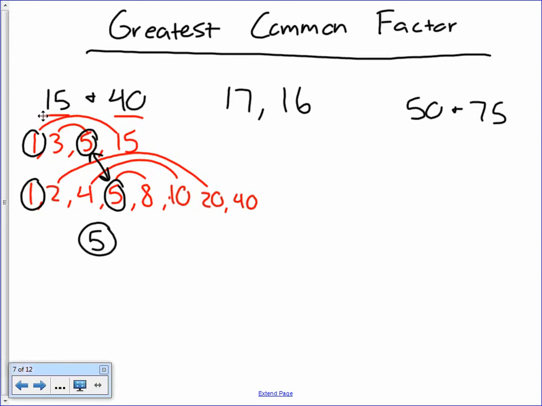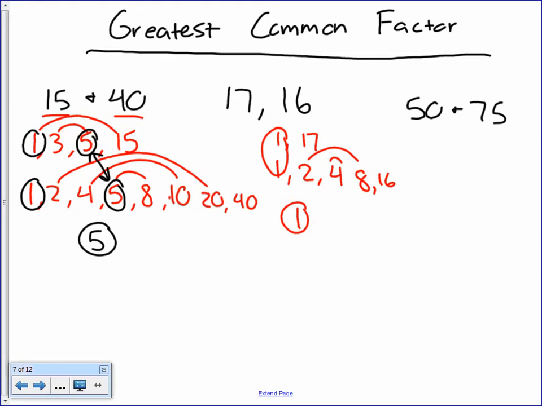Let's take a look at 17 and 16. Numbers that divide 17, well, I got 1 and 17, because 17 technically is prime. So only 1 and 17 will divide it. If I look at 16, I got 1, 2, 4. 4 with itself will give me 16. 2 times 8 will give me 16, and then 1 and 16 will also give me 16. So you might notice on this one, well, the only one that is in common is 1. So the greatest common factor of this one is just 1.